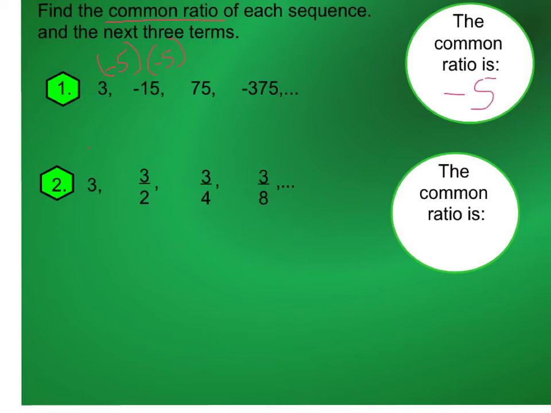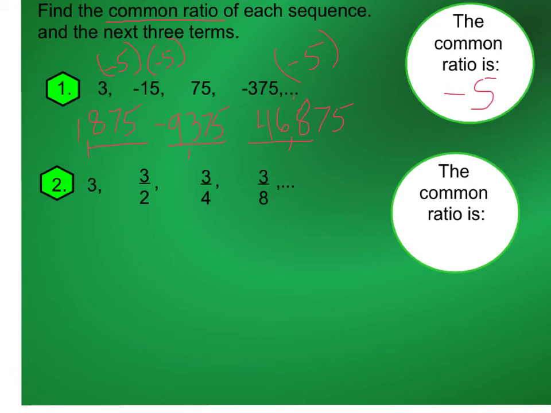Now I need to find the next 3 terms. What I did was I multiplied negative 375 by negative 5, and my answer was 1,875. So to continue this pattern, I need to use that common ratio and keep multiplying by negative 5. And here's what I get. So here are my next 2 answers, and notice that this one is negative because I did a negative multiplied to a positive, but this will be positive because I had 2 negatives multiplying.